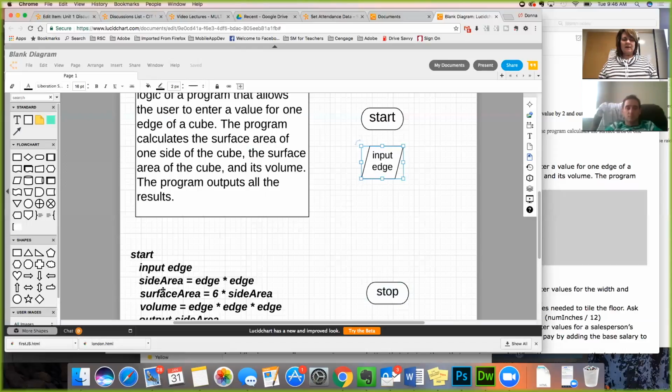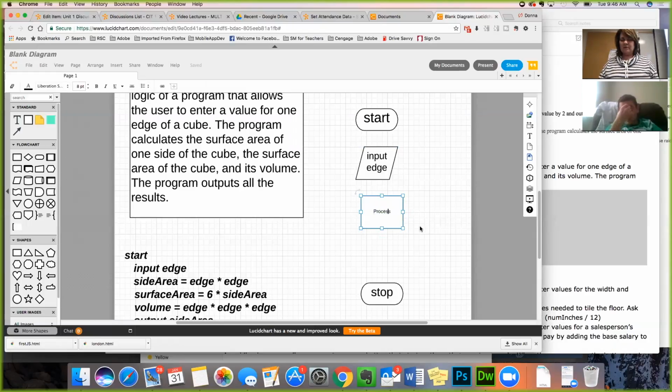Next step says side area equals edge times edge. So what kind of shape do I use for that? Side area, pardon? Can you say that again? Yeah, this second statement here, side area equals edge times edge. What shape do I use for that? Square. Square. Good. That was Patrick, wasn't it? Thank you. The rectangle or square, whichever, at least the four-sided. Well, I guess parallelogram is also four-sided, but it's not a form of a rectangle.